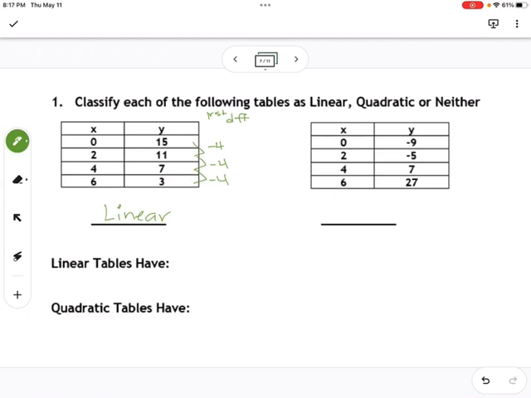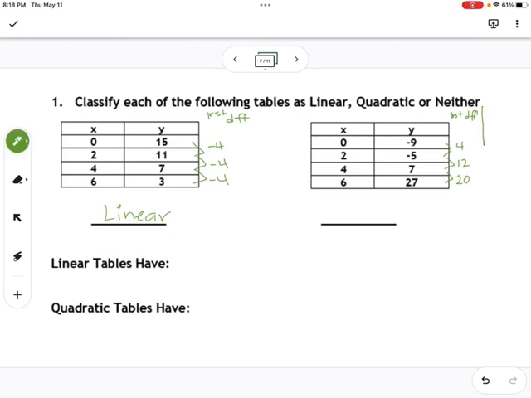Looking at the next table, the first differences. -5 minus -9 gives us 4. 7 minus -5 gives us 12. And 27 minus 7 gives us 20. Okay, so we notice here our first differences are not the same, so that means this is not linear. So we can go on to look at the second differences.